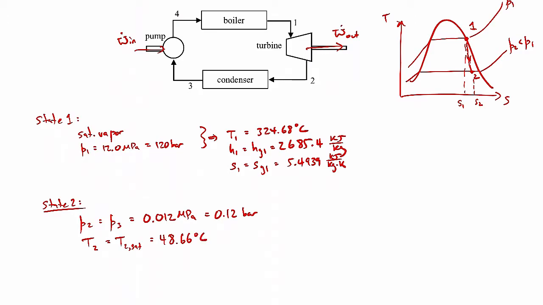And since we're dealing with a mixture, I'm going to have to find a quality. So let me just write down some properties that I'm going to use here. So the saturated liquid specific enthalpy at state 2 will be 203.73 kilojoules per kilogram. The saturated vapor specific enthalpy will be 2588.9 kilojoules per kilogram. We can do the same sort of thing for the specific entropy.